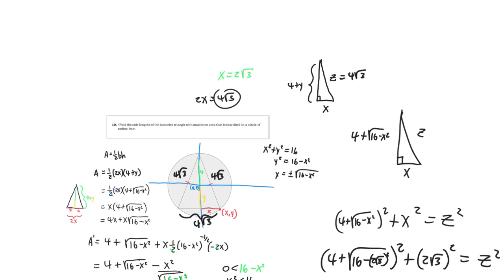All right, so very challenging problem. Hopefully my student watching understands. But anyway, yeah, that's how you do that one.